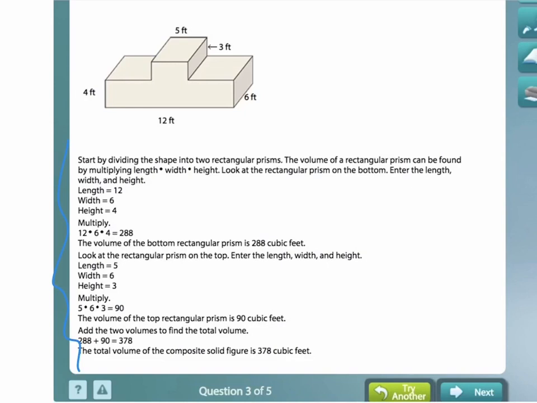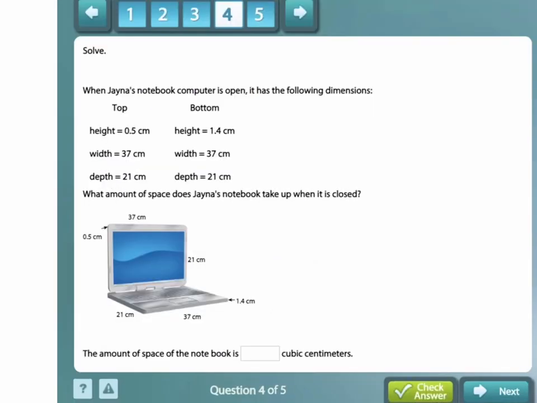For problem number 4, they're basically taking a composite shape, a laptop that's broken up into 2 parts. You have the screen, and then you have the keyboard down here. So that's how they're splitting up the composite shape into 2 rectangular prisms. The screen obviously is very skinny, and they're using centimeters, so they're small numbers, but it's the exact same idea.